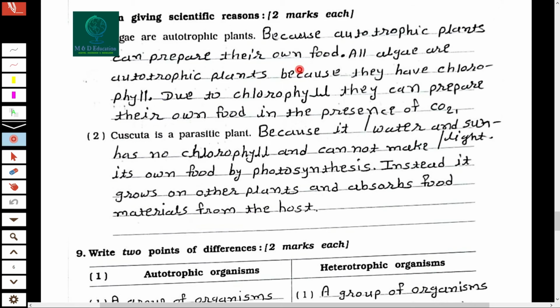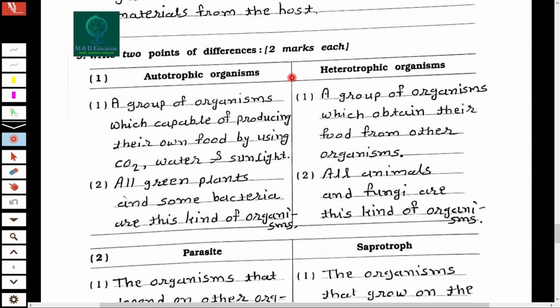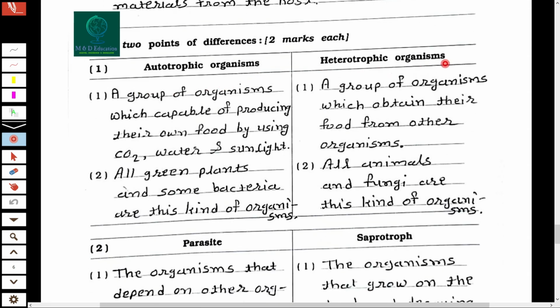Now the difference is, you can see here. Now the first difference is autotrophic organism and heterotrophic organism. So the first point is a group of organisms which are capable of producing their own food by using carbon dioxide, water and sunlight is called autotrophic organisms, whereas a group of organisms which obtain their food from other organisms is called heterotrophic organisms. Now the second point is all green plants and some bacteria are autotrophic organisms, and all animals and fungi are heterotrophic organisms.